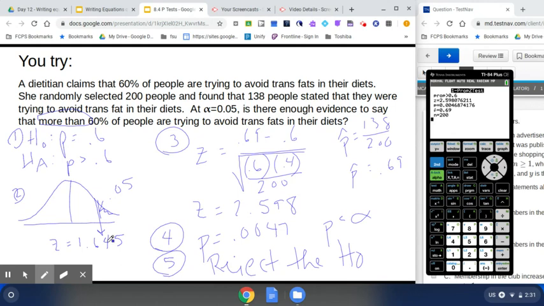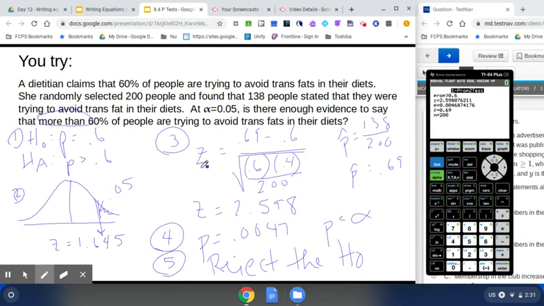Looking up 0.05 on the negative z-chart, or you could look up 0.95 on the positive z-chart. The closest value is 1.645. So again, 1.64 and 1.65 were evenly split around 0.05's probability. So we average those two z-values together.